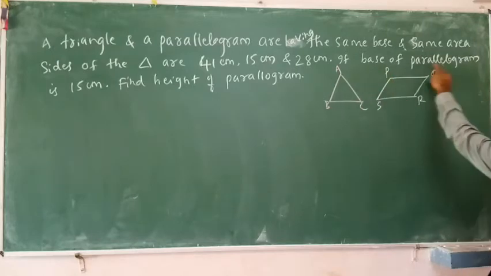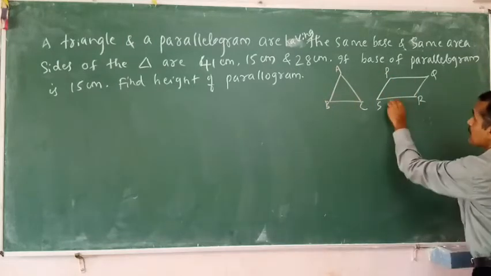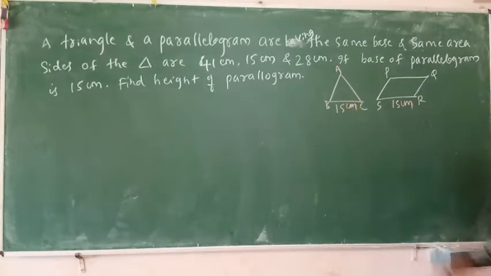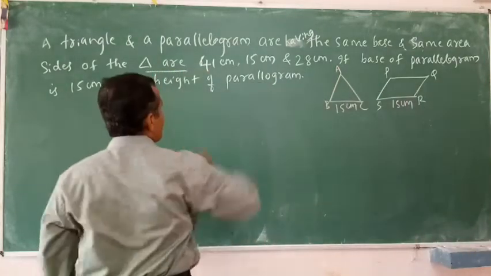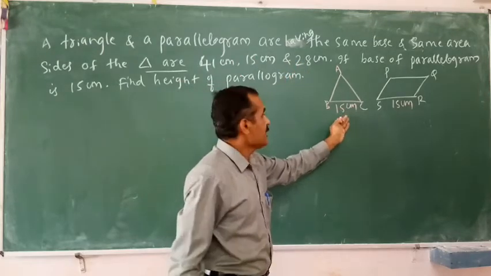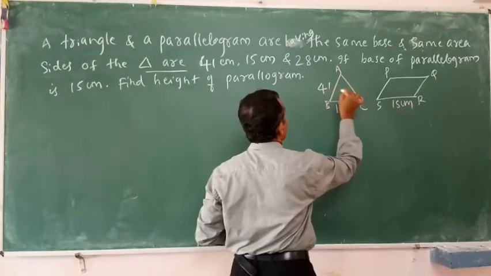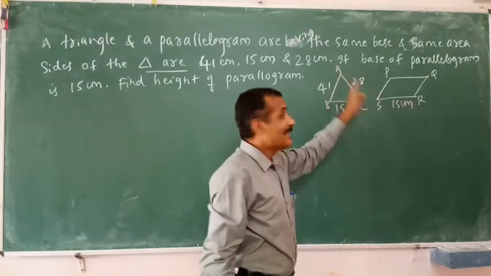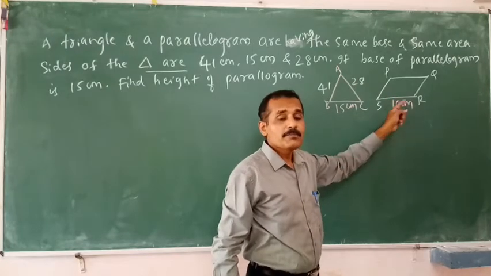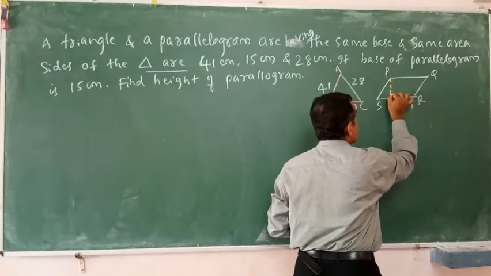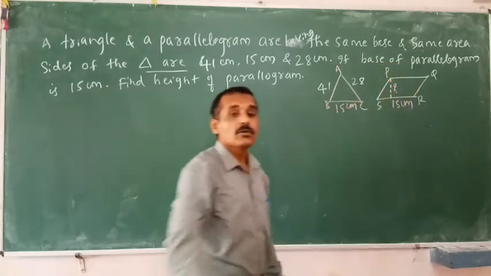What is the base? Base of the parallelogram is 15 centimeter. This is also 15 centimeter. Okay, they are having the same base. The sides of the triangle are 41, 15, 28. Already I have written 15 here, that means the other two sides are 41 and 28. These are the three sides of the triangle. This is the base of the parallelogram. They are asking what is the height of the parallelogram.